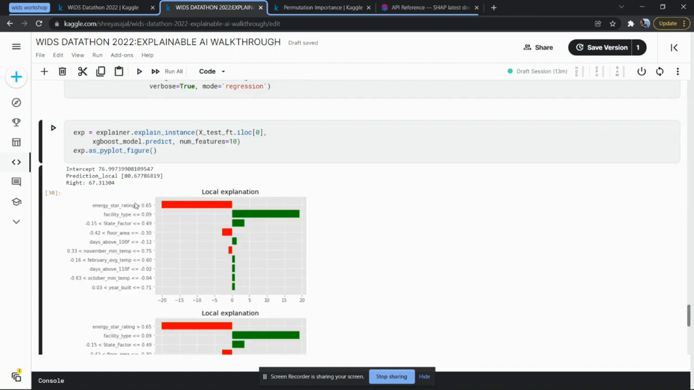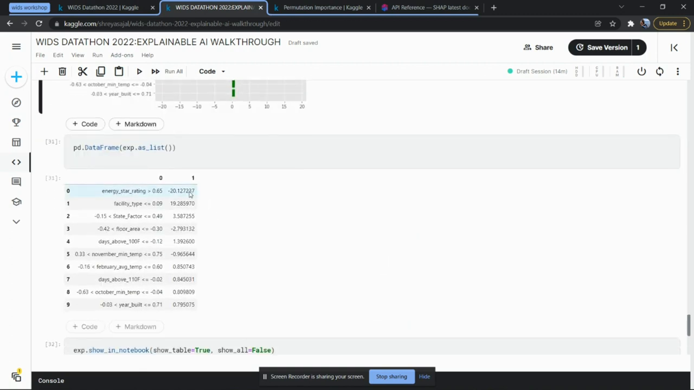And then we can see the local explanation that is provided that will be faithful in the local vicinity, that will be adhered to or followed by the newly generated samples, that is energy star rating greater than 0.65. It has a negative impact on the prediction. Facility type is having a positive impact when it is less than or equal to 0.09. So these are the different constraints based on which this local explanation has been made. It is not being made for all the values of any feature, but in a constrained region of the feature, the impact is seen on the final value of the prediction that is being made.